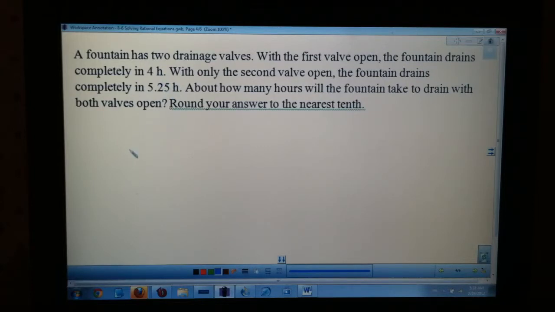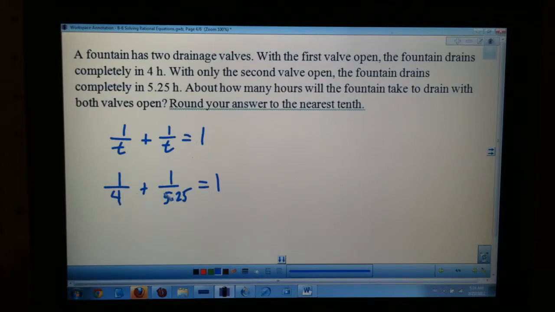Now how these problems are set up, every time, it is 1 over the time of person 1 plus 1 over the time of person 2 equaling one job. So that person can do one job in a time plus that one job in a time equals one job. Basically it's his rate plus his rate equals the job. So setting this in the problem, it's simply 1 over 4 plus 1 over 5.25 equals 1.